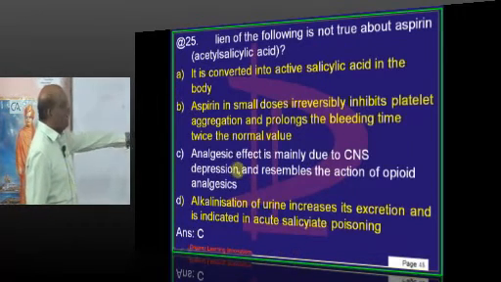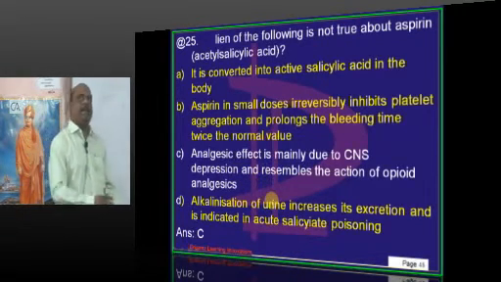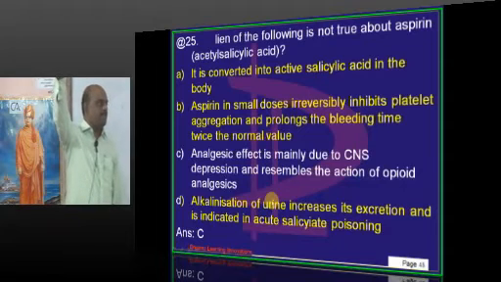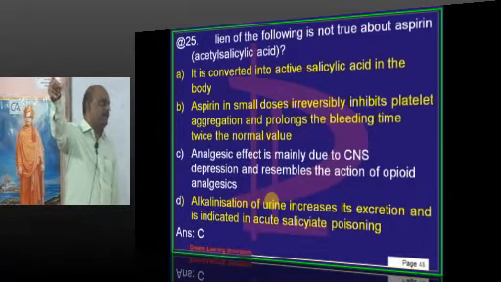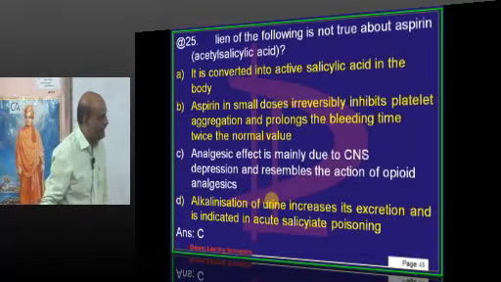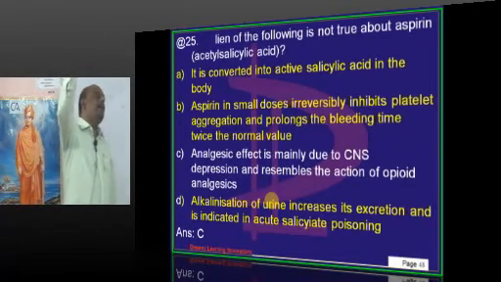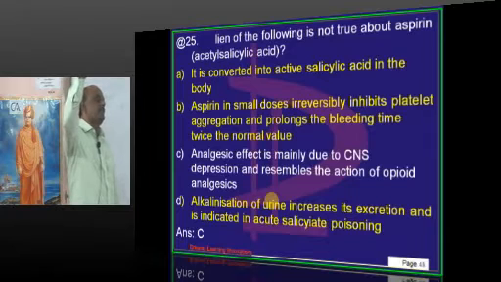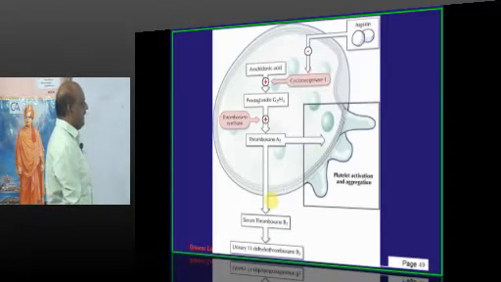Now doctors, what is not true about aspirin? Why does aspirin lead to analgesia? Not by going and affecting the CNS. Aspirin's anti-pain effect is due to its peripheral action, by diminishing prostaglandin production peripherally, not by going and acting on the CNS. That is the point you need to appreciate.